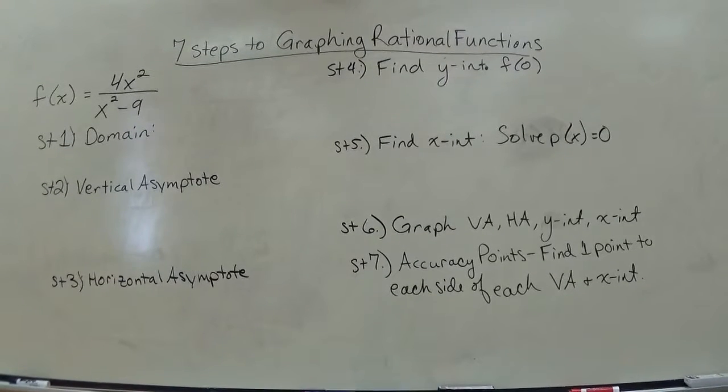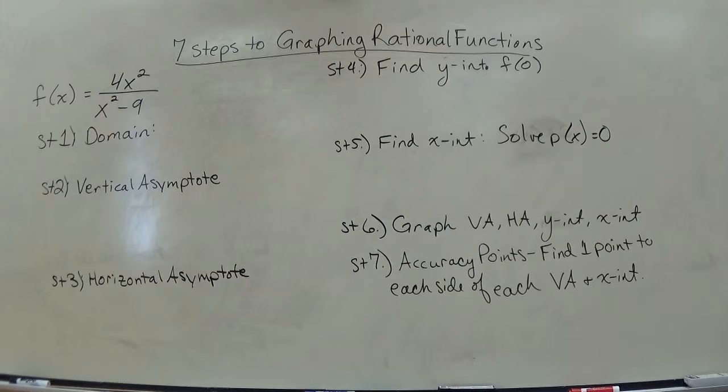Step 4, find the y-intercept. By doing that, you plug in 0 to all of your x's. So you're finding f of 0. Step 5 is find the x-intercept. To do that, you solve p of x equals 0. And then step 6, graph your vertical asymptote, your horizontal asymptote, your y-intercept, and your x-intercept. And step 7 is the final step of graphing, accuracy points.